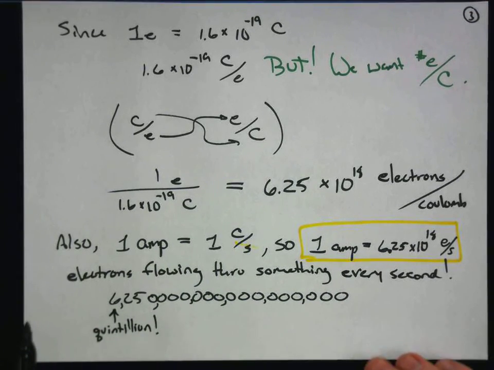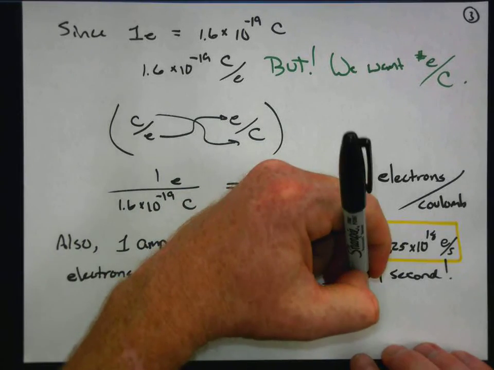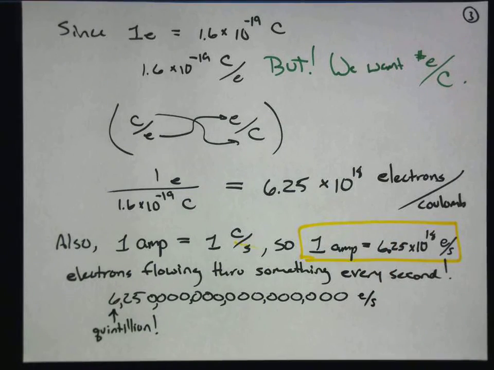6 quintillion electrons every second if you have a current of 1 amp. Electrons every second. That's insane. That is a huge number. 6 quintillion electrons every second when there's a current of 1 amp. Wow.